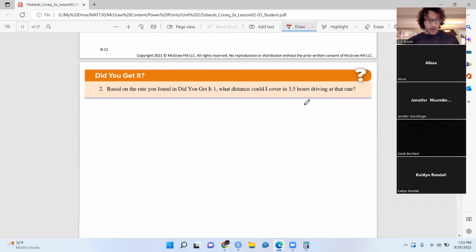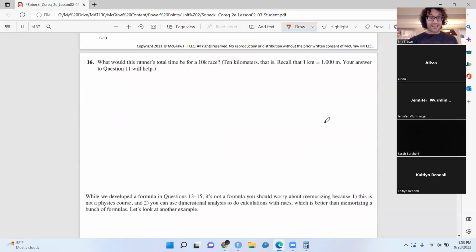Okay, so if we skip down to question 16, we can now use our rates to do a little bit of a calculation. What would this runner's total time be for a 10K race if they kept that pace, that rate of change? Remember, we had it as 200 meters per 1 minute. We want to know how much time it will take for them to run a 10K race.